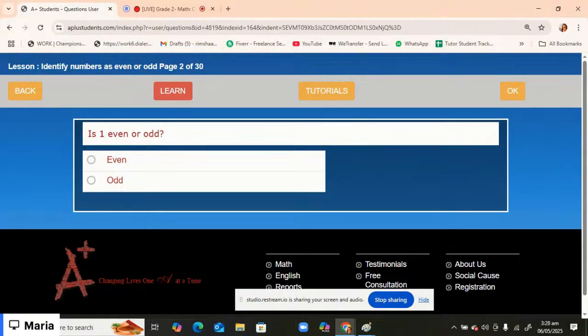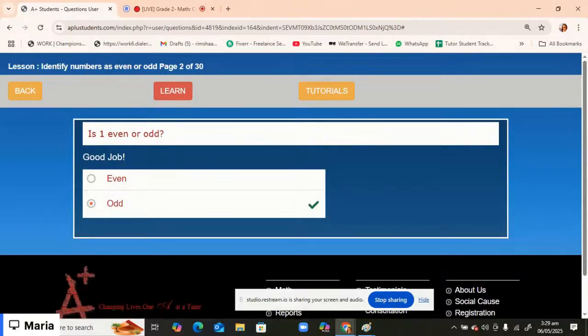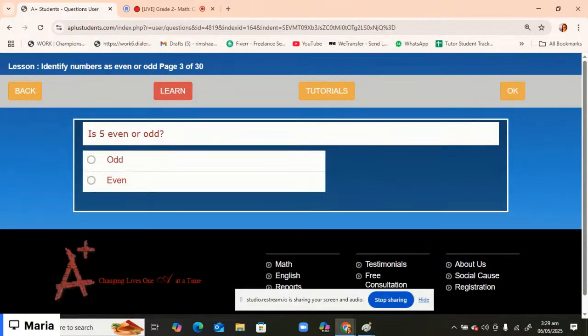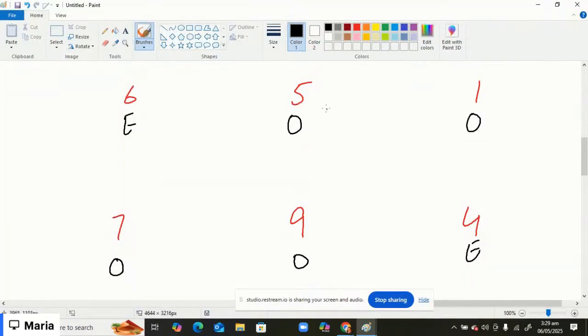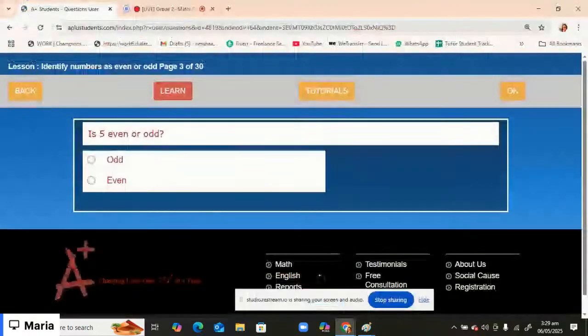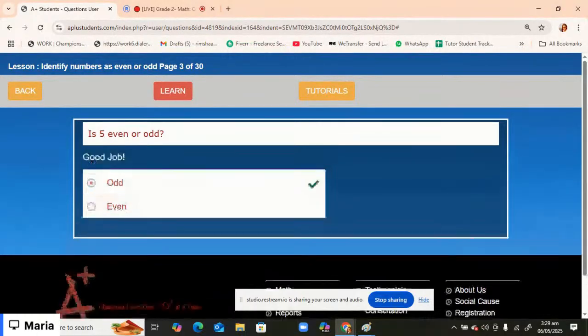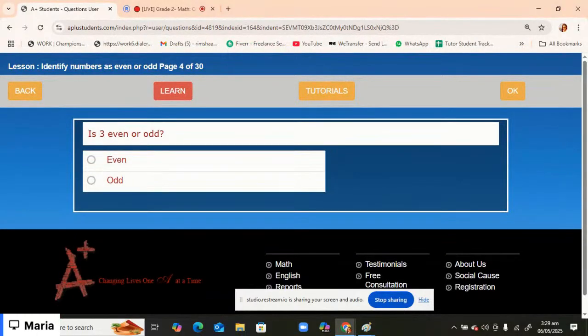Is 1 even or odd? That is odd. 5 is even or odd? We already solve it here. 5 is odd number. Okay, so let's do the odd. 3 is even or odd?